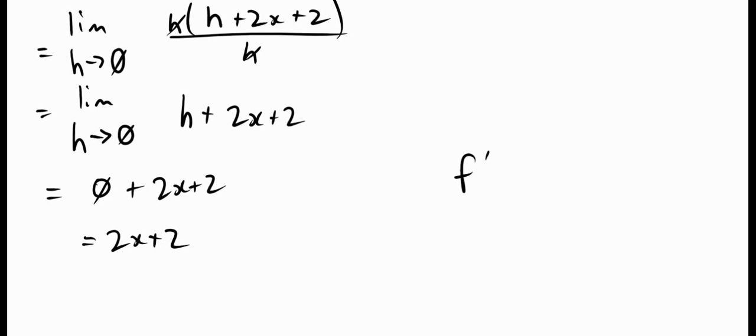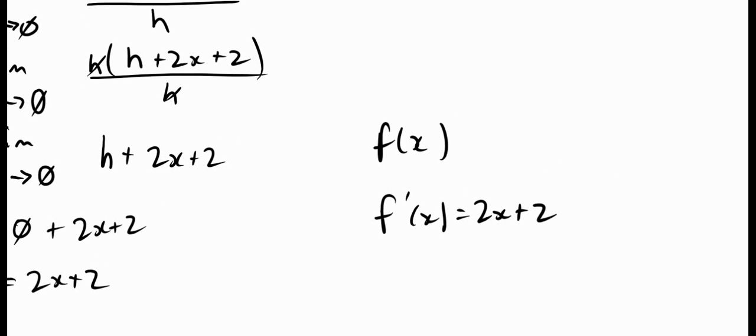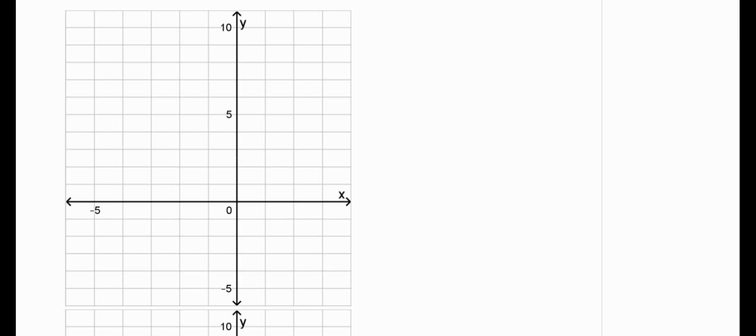So f prime of x is 2x plus 2, and f at x was x plus 1 all squared minus 3. The question we were given was this: f at x equals x plus 1 all squared minus 3. And we were supposed to find the general derivative.